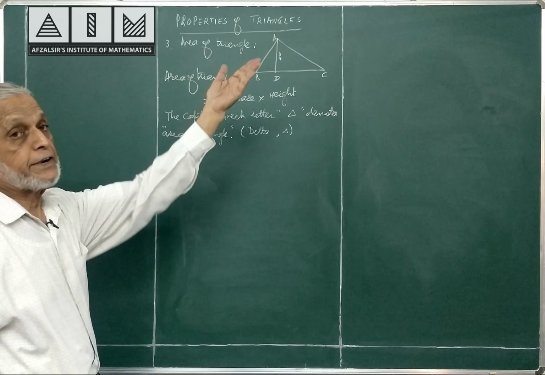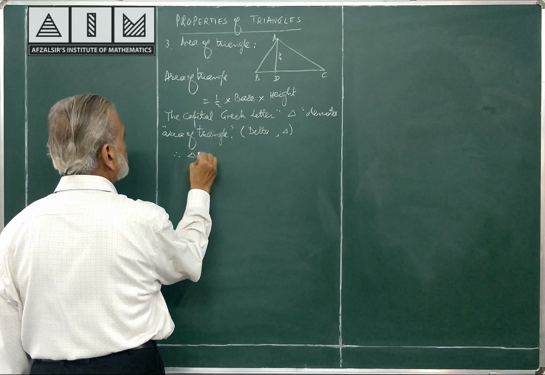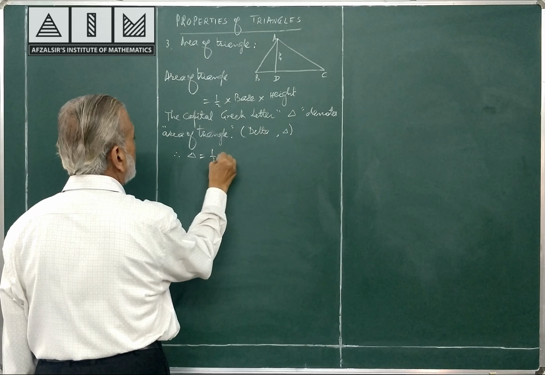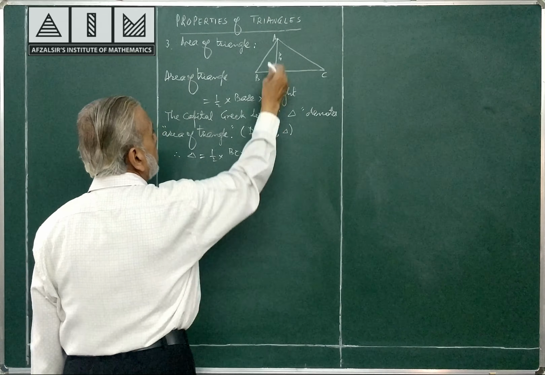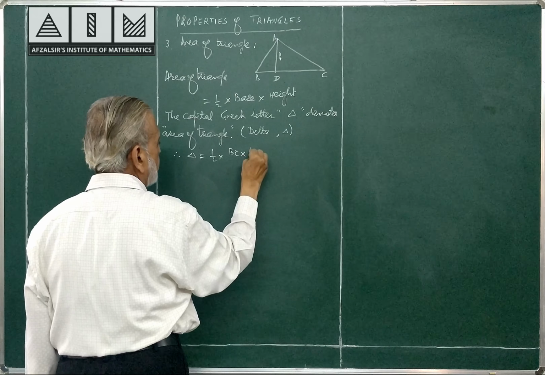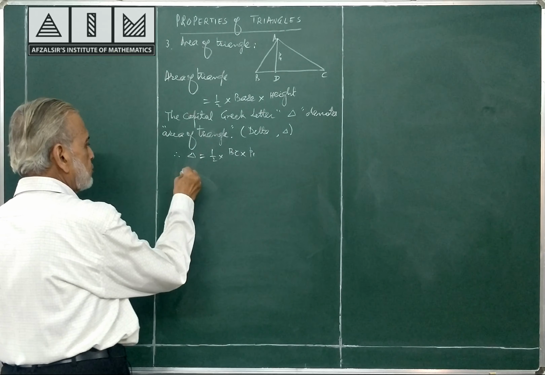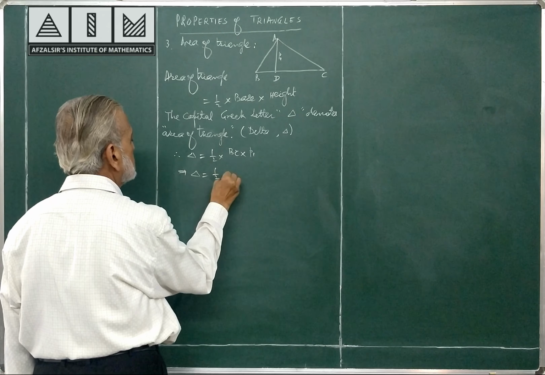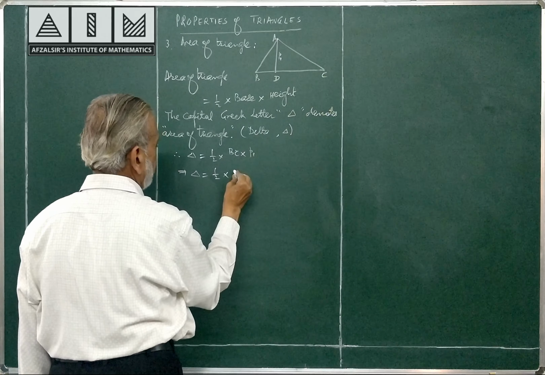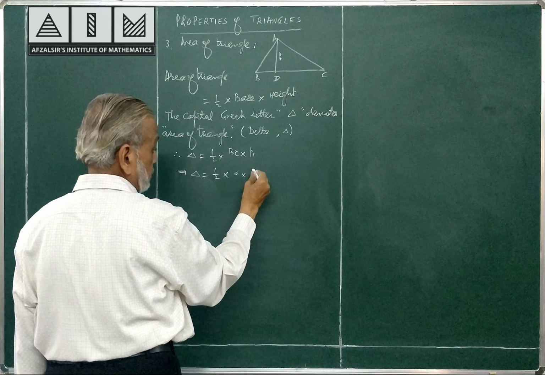So, I am rewriting, please see here. 1 by 2, base is BC into 1 altitude P1. Proceed. BC you know is A, P1. I am rewriting P1, please see here.